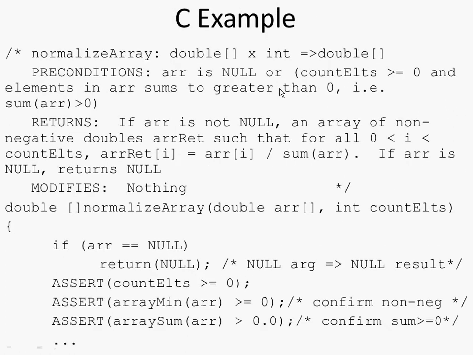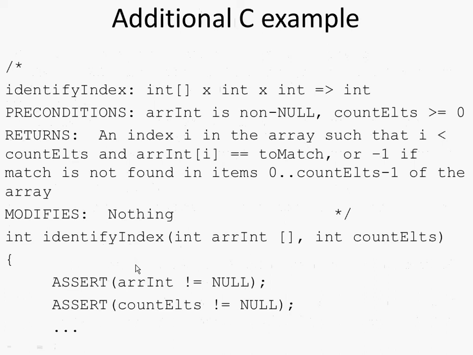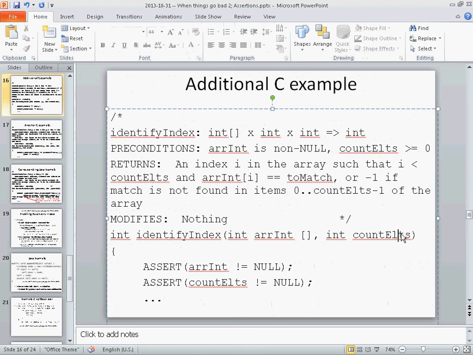I forgot the second argument there. So this is int, value to match or something like that. It takes in an array, it takes in a count of elements, and it takes in a value for which to search, and it's going to search through the array.